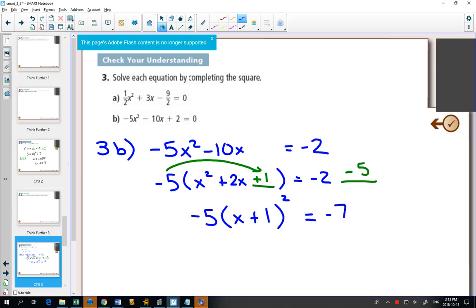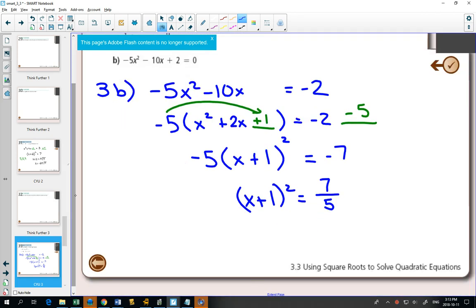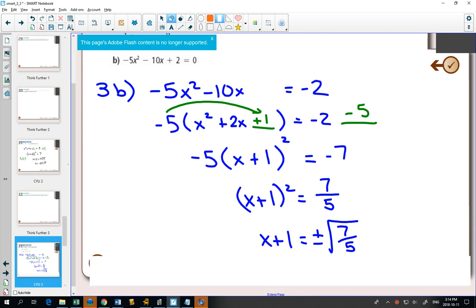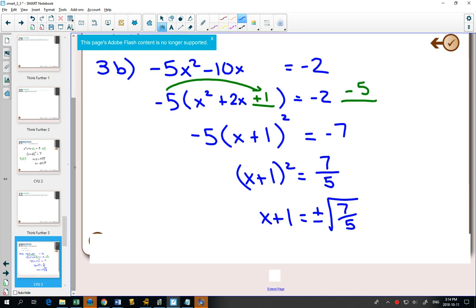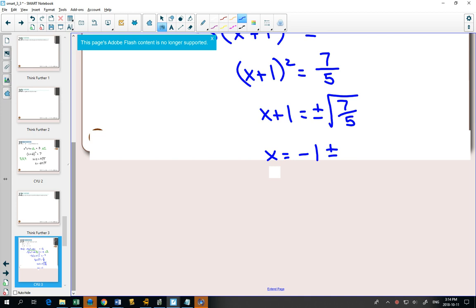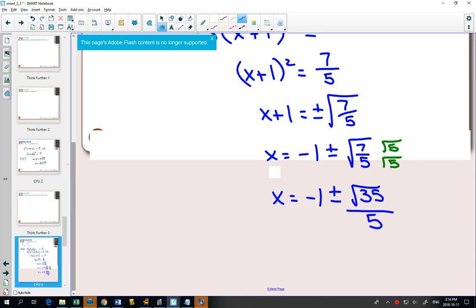How do I get the square by itself? Divide by negative 5. Negative divided by negative is positive, so this just becomes 7 over 5. Now my square is by itself. I can square root both sides. This is how your textbook has the answer. Since we did chapter 2 already, we would have to rationalize the denominator, and we would write our answer as the square root of 35 over 5.